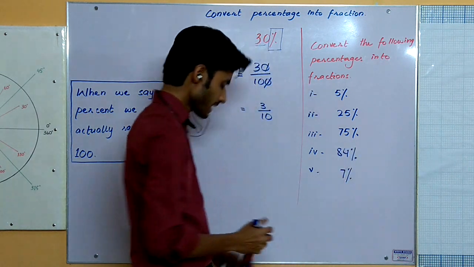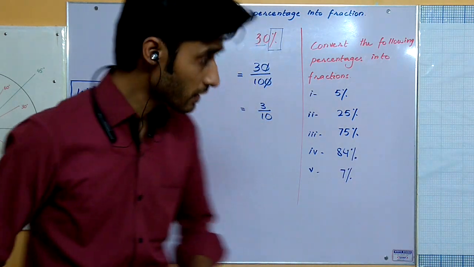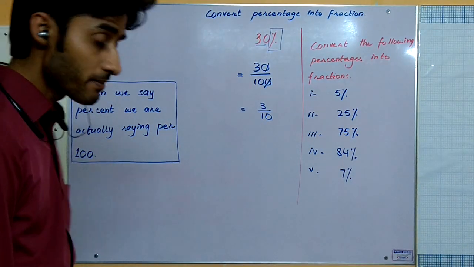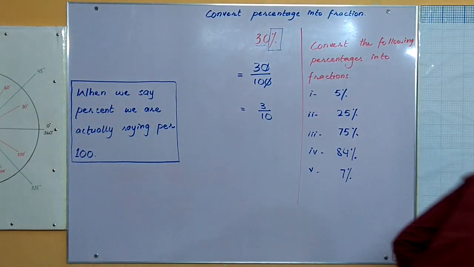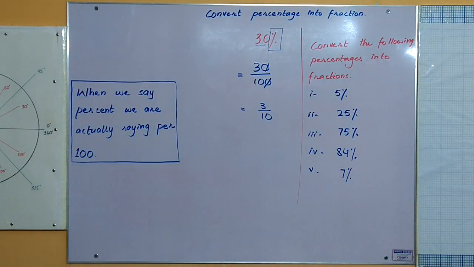7%. Let's say 7%. You convert these percentages into fractions. Okay? These are just 5 very basic questions, and you can very easily convert these percentages into fractions. I really hope so. Okay, now we'll continue this video.